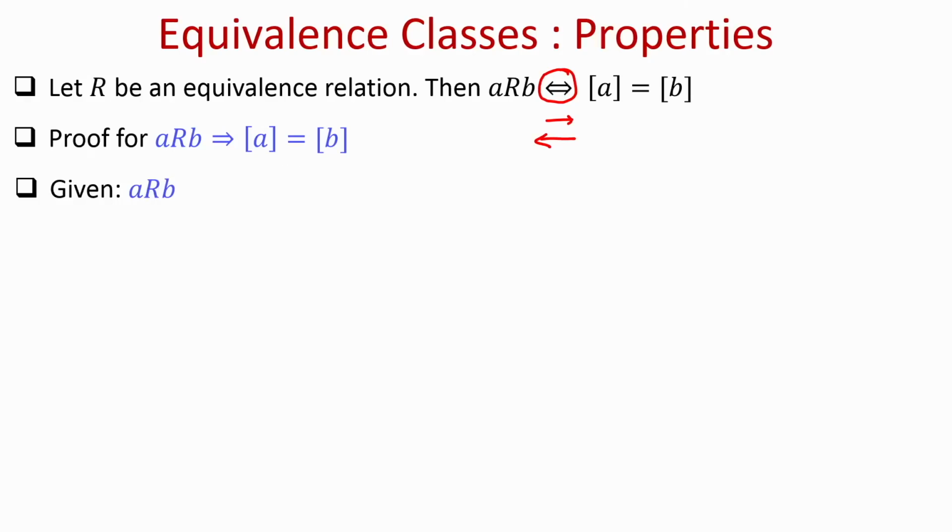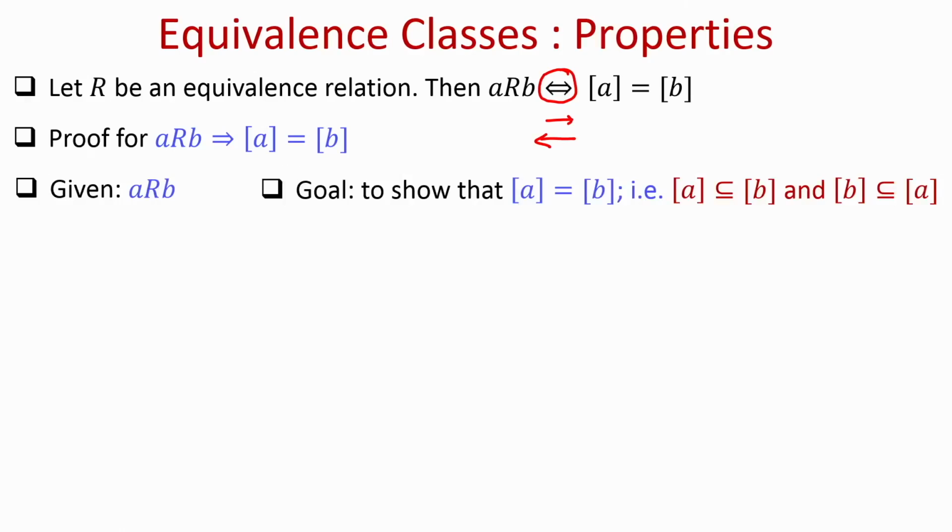So, since A is related to B, this is what is given to me, and my goal is to show that the equivalence classes of A and B are the same. Now, the equivalence class of A is a set, and the equivalence class of B is a set. So, I want to prove here that two sets are equal. To prove that two sets are equal, I have to show that they are mutually subsets of each other. That is the definition of equality of two sets. So, proving that the equivalence class of A is equal to the equivalence class of B boils down to proving these two things: that the equivalence class of A is a subset of the equivalence class of B and vice versa, given that A is related to B.